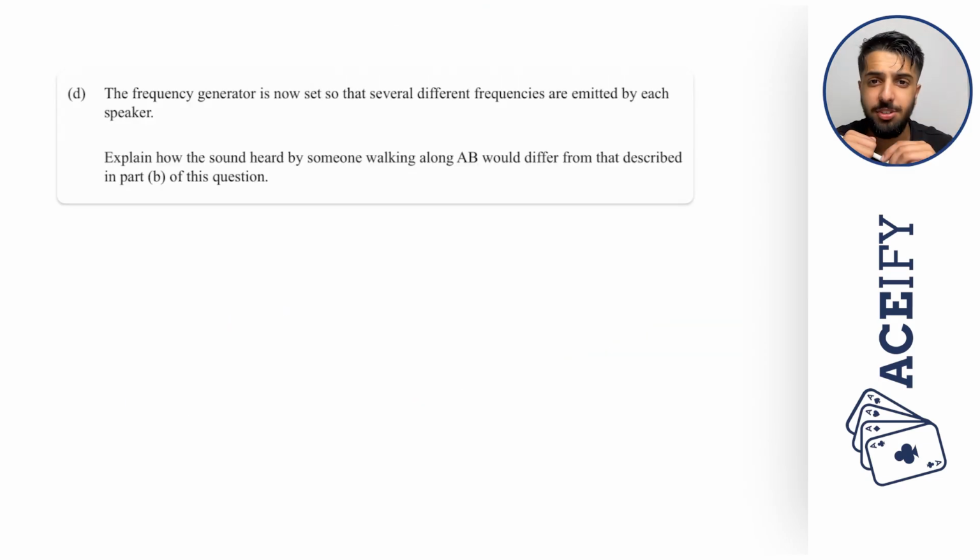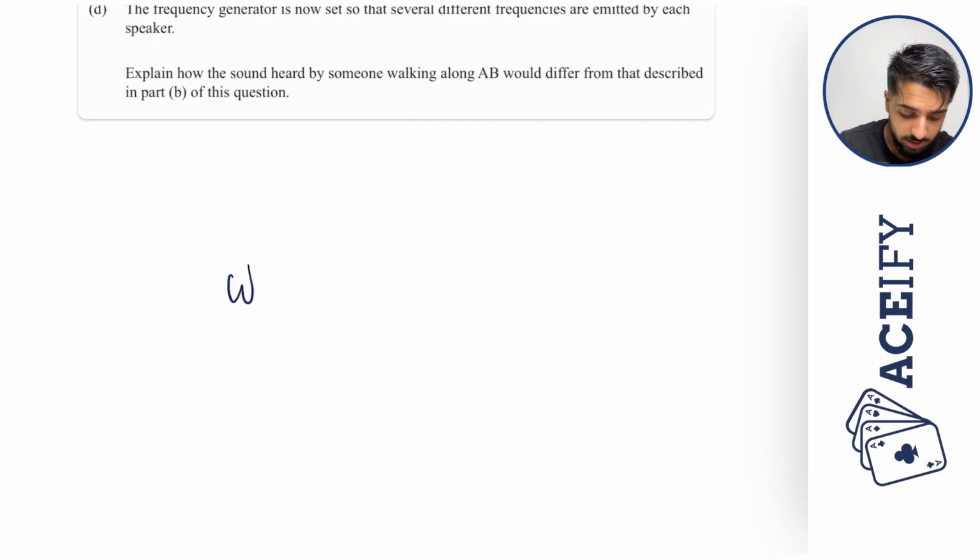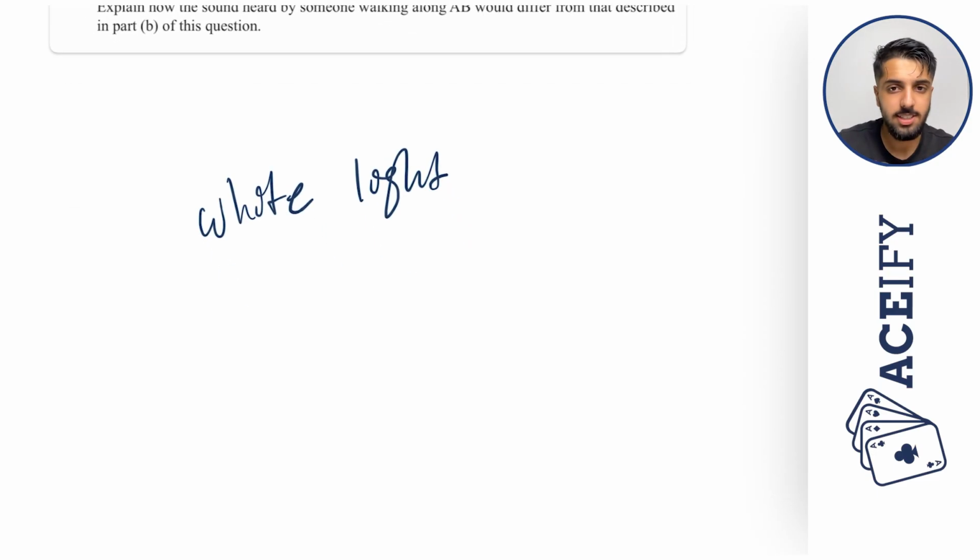The frequency generator is now set so several different frequencies are emitted by each speaker. Explain how the sound heard by someone walking along A and B will differ from that described in part B. Okay, so this question is kind of loaded and hard to conceptualize, but a very similar question shows up pretty much every year, except that question usually talks about white light. White light contains all the visible frequencies, so that's anywhere from red to violet.